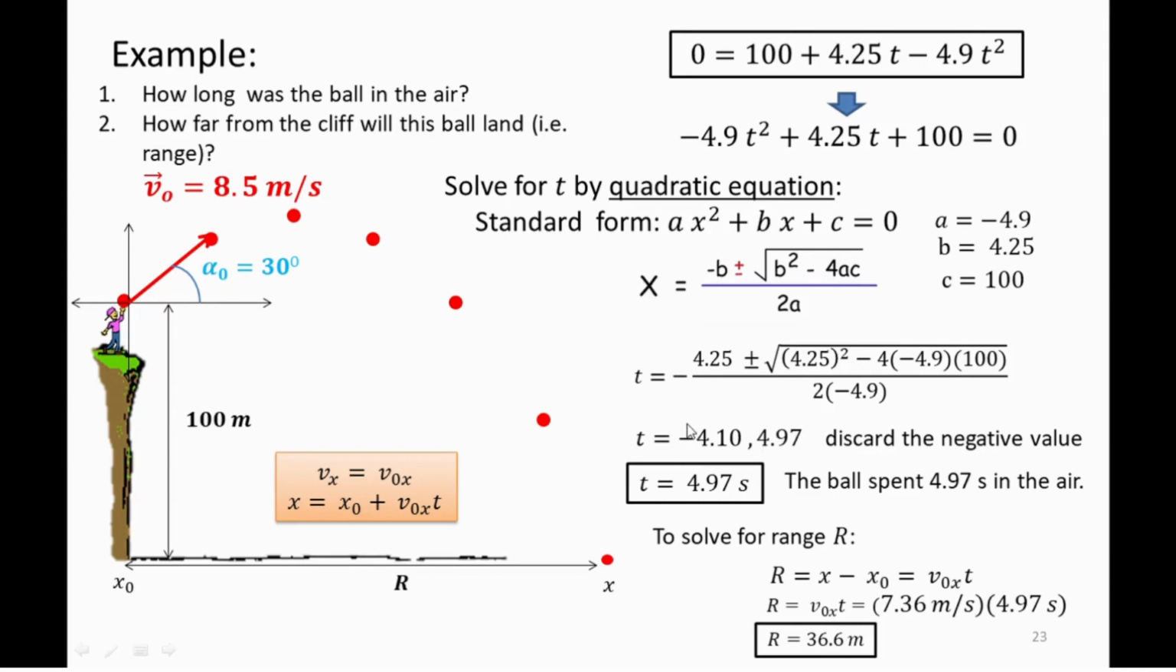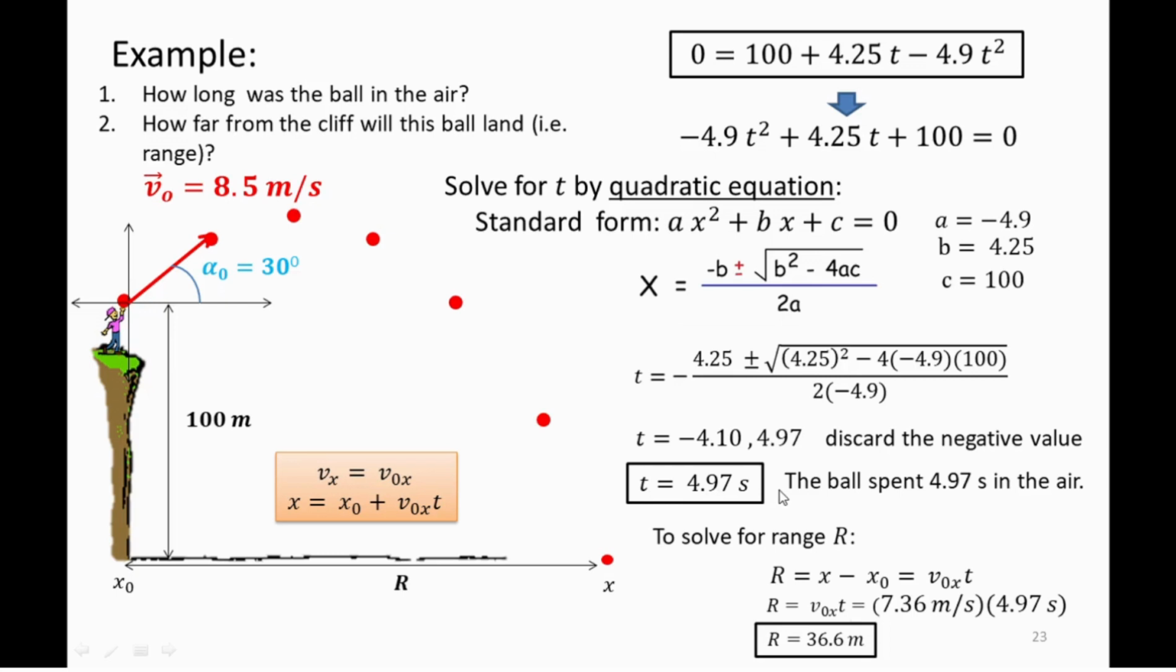So we have negative 4.10 and 4.97. And since the time can never be negative, we will just discard here the negative value. Which means that t is just equal to 4.97. So the ball therefore spent 4.97 seconds in the air before hitting the ground.